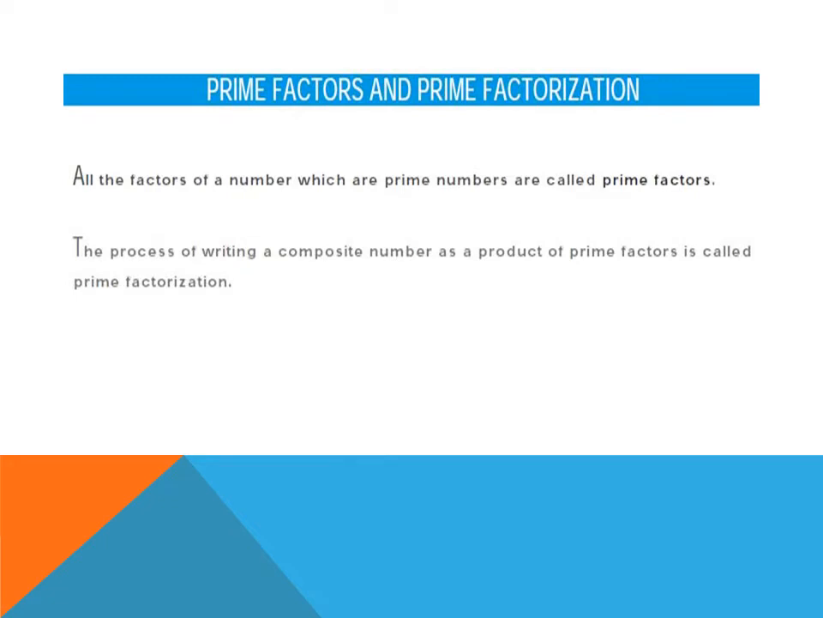Prime factors and prime factorization. All the factors of a number which are prime numbers are called prime factors. The process of writing a composite number as a product of prime factors is called prime factorization. So when in an exam it says find the prime factorization of such and such number, we have to take out the prime factors and write the number as a product of those prime factors. That is how prime factorization works.